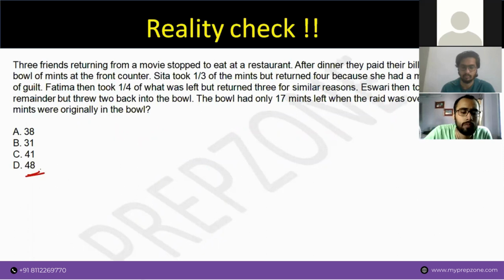Yeah. Absolutely. So very fair point. See, the question was Sita took 1/3 of the mints, but returned 4. And the question says how many mints were originally there in the bowl. So I know 1/3 of the mints were taken, which means mints have to be a multiple of 3. I intentionally changed the options to have only one option, which was a multiple of 3, and the answer was D within 10 seconds. Need not solve this question. It was a direct question.